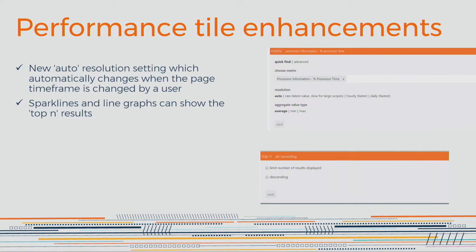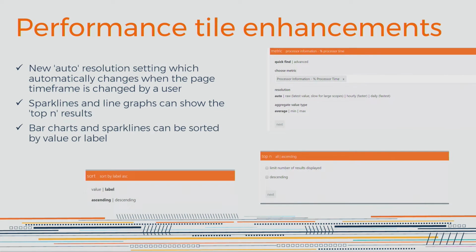So again, you can do this both on the existing performance tile and on the new performance report. And what this lets you do is limit to a certain number of results. They'll default to ascending, so smallest to largest, but you can flip it and do it from largest to smallest depending on what it is you're interested in.